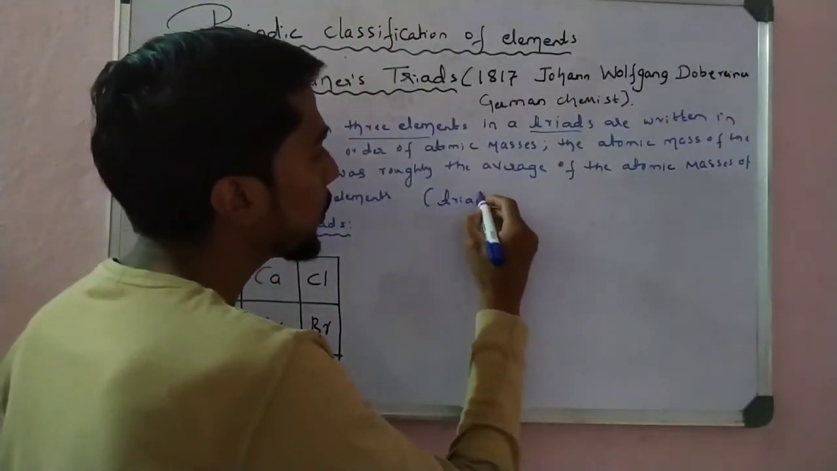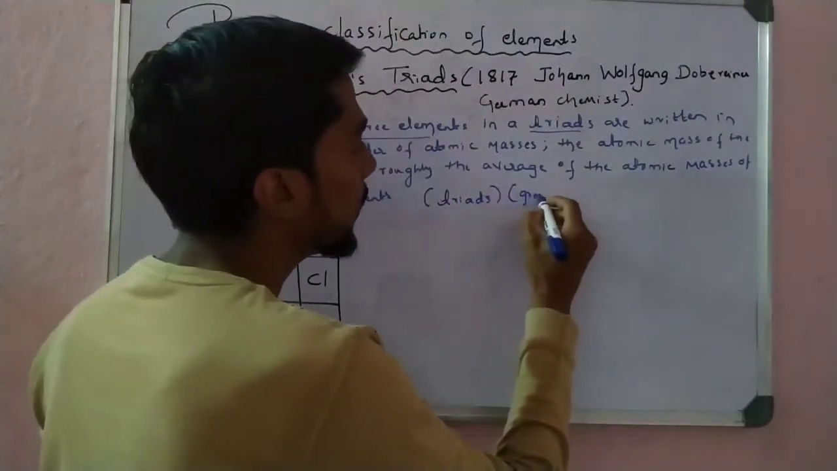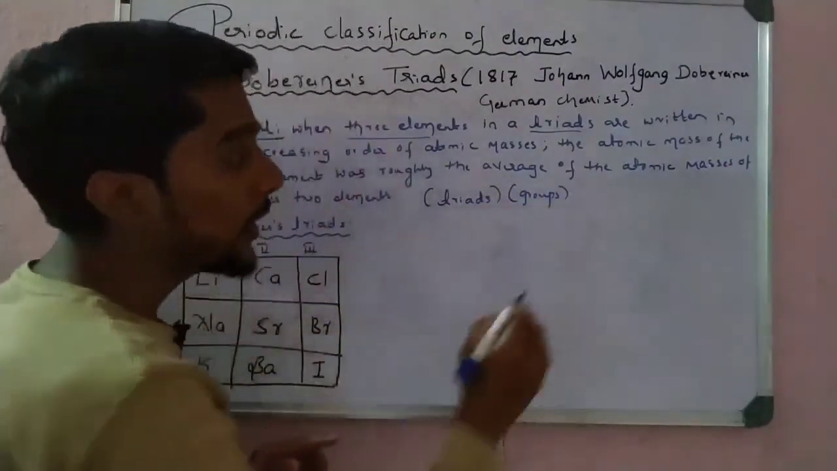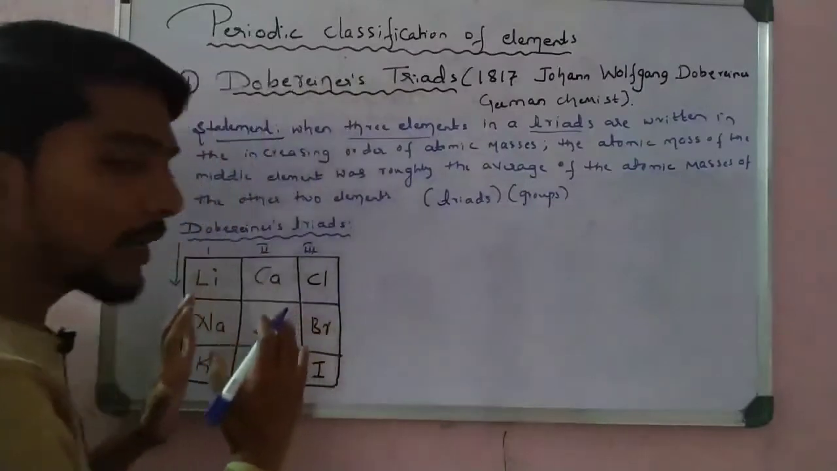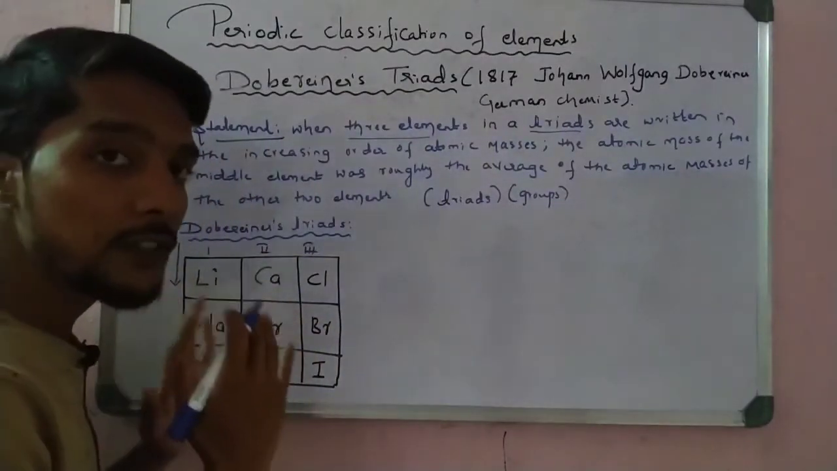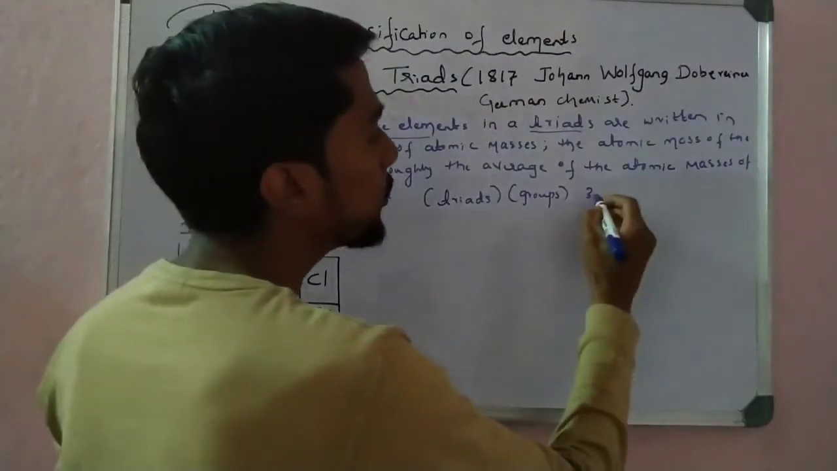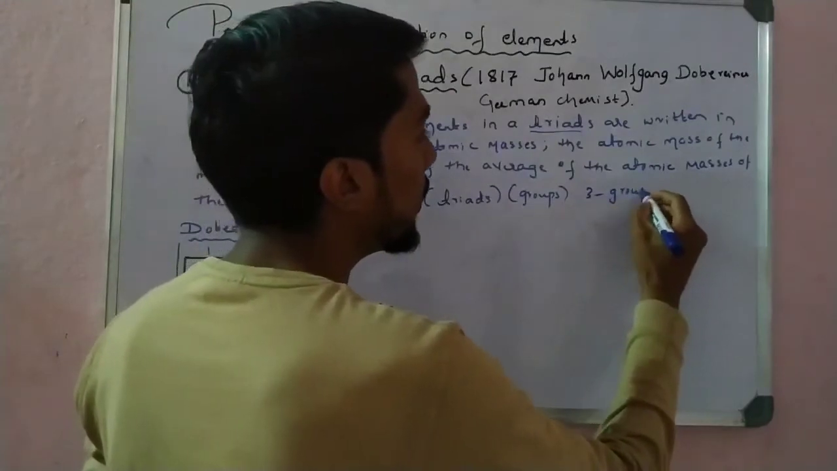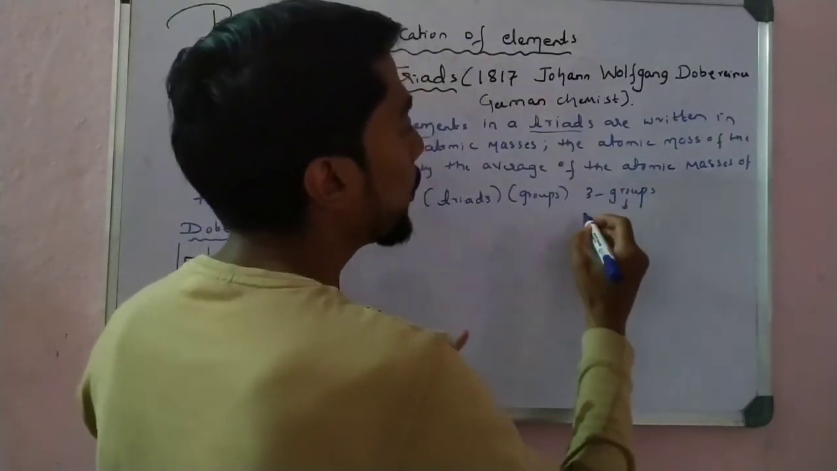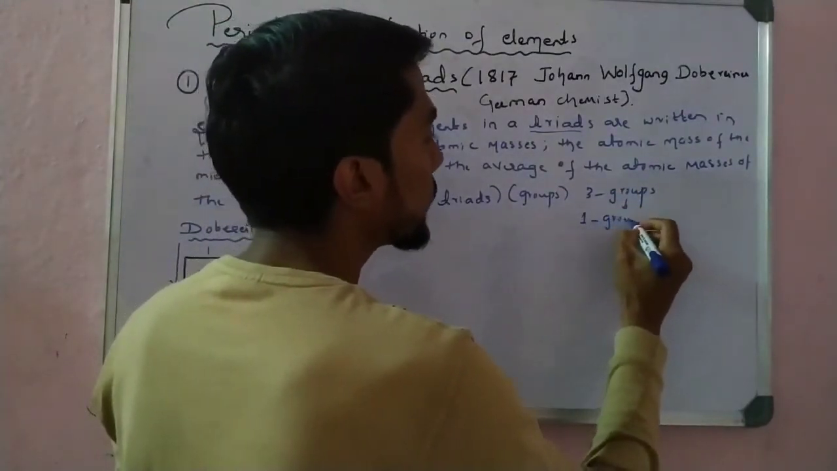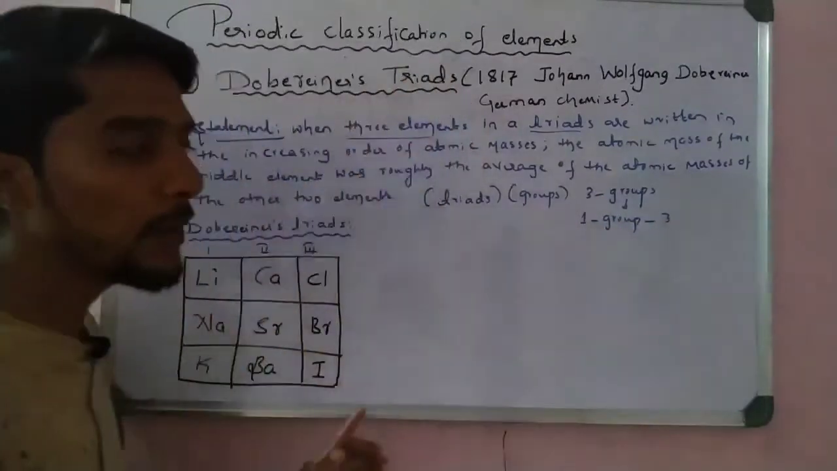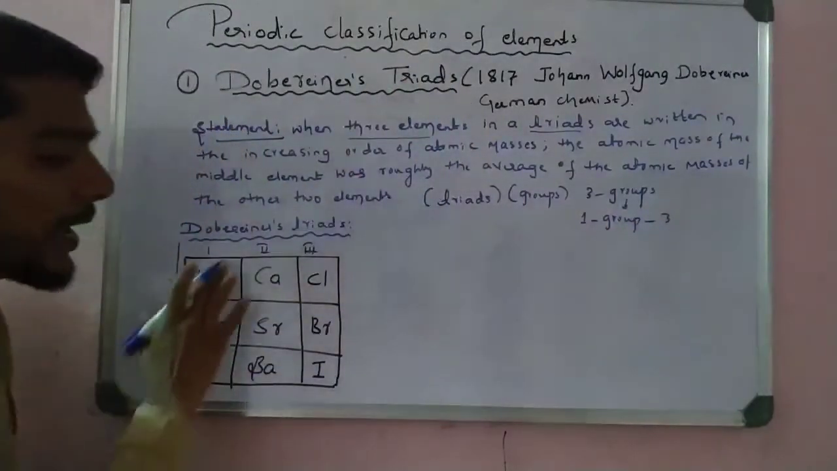Triads are nothing but what? Groups. There are three groups. Dobereiner was successful in the classification of three groups only. Three groups he classified, and in one group, how many elements? Three elements are there. Three groups with three elements each means a total of 9 elements.